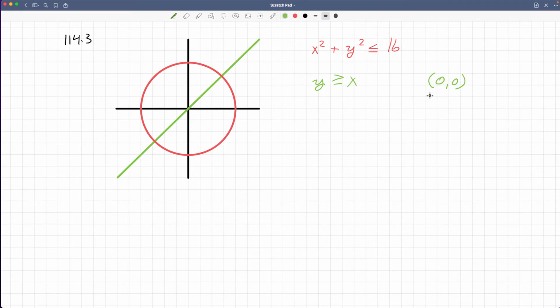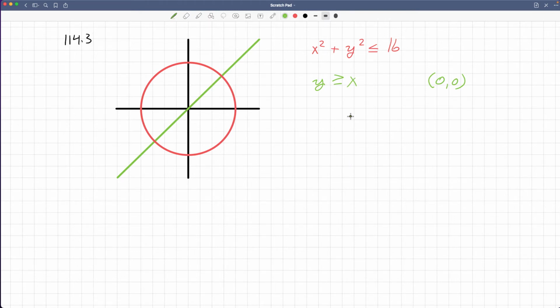It's at the origin. And we know that when a variable is by itself, it has that invisible 1. So the slope is 1 over 1, and it's positive, so it goes up to the right. So that is all correct for our line.